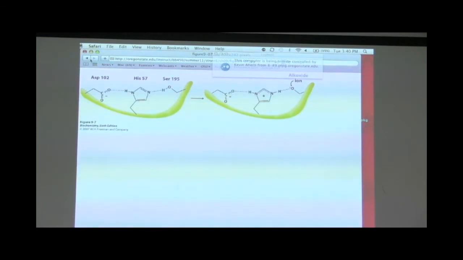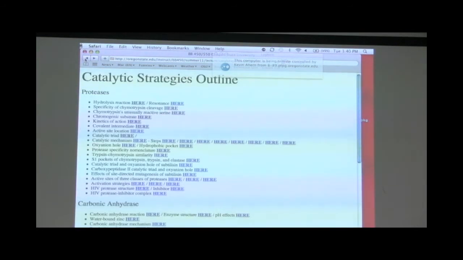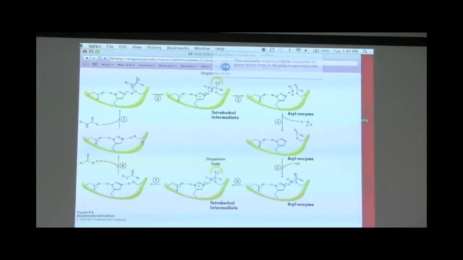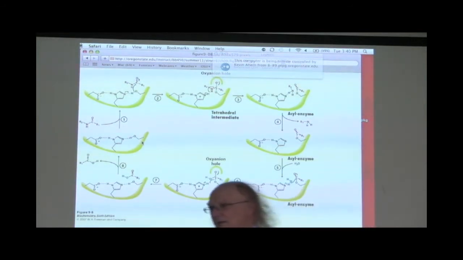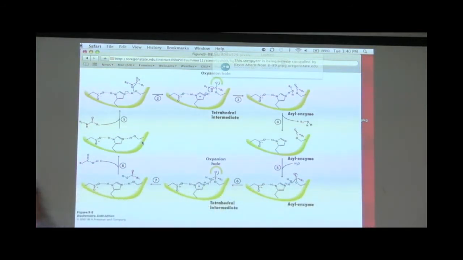First question: are we going to have to draw this mechanism? The answer is no. I'm not going to make you memorize how to draw this mechanism. I'm going to summarize for you later the major steps in it. I think you should understand them and maybe even be able to draw one or two of those. But I'm not going to make you draw all eight steps of this mechanism.